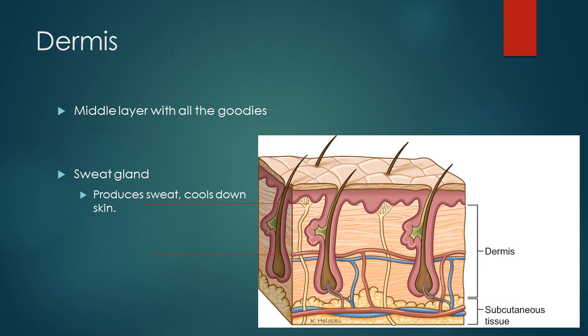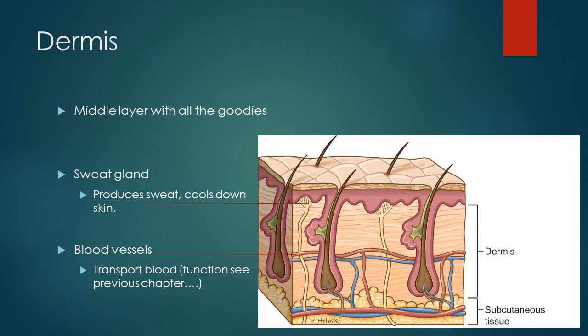We continue on to blood vessels. I hope by now you have an idea what blood does. If not, blood provides surrounding tissues, so in this case the skin, with oxygen and nutrients, and it takes away the waste product.